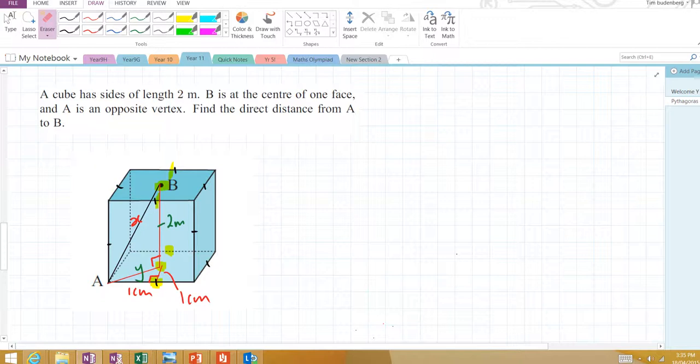So, having drawn triangles on the diagram, and don't attempt three-dimensional questions without a diagram, the second part of this is to take the triangles out. So what I'm going to do is take out this triangle here, and we're going to solve for y. Simply put, this triangle looks like this.